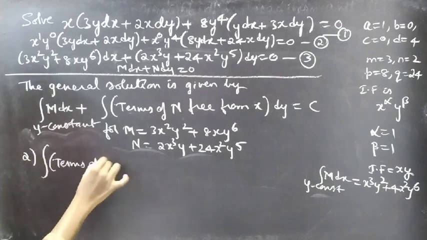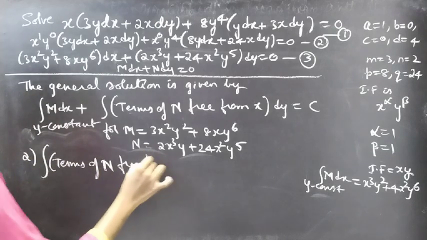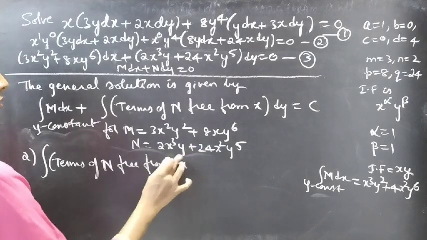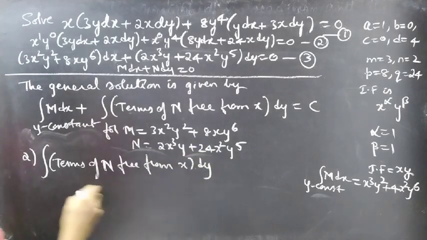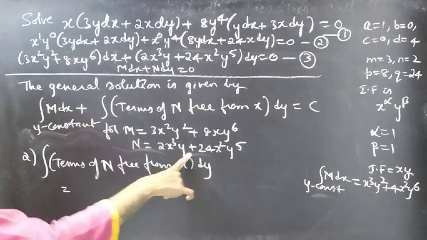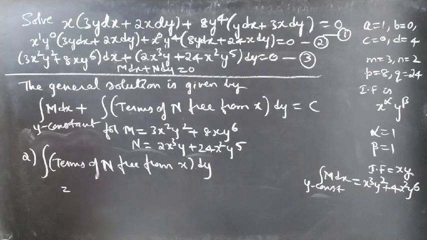Terms of n free from x into dy. For n equal to 2x cube y plus 24x square y square. So just identify the term which is free from x, right?